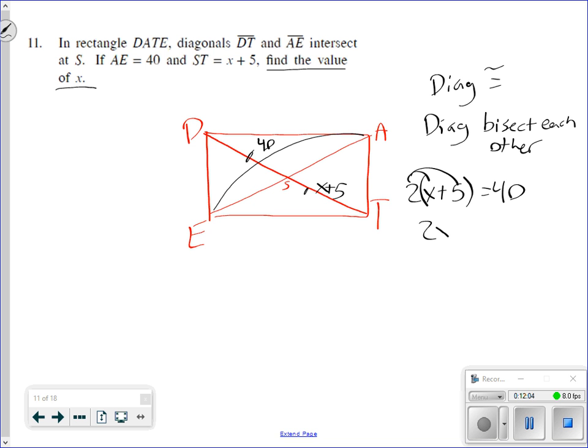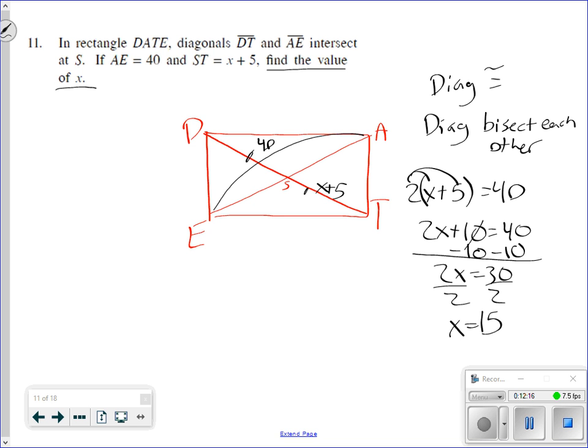Now, in this problem, we're searching for x. We distribute: 2x plus 10 equals 40. Subtract 10 on both sides. 2x equals 30. Divide by 2, and x is 15.